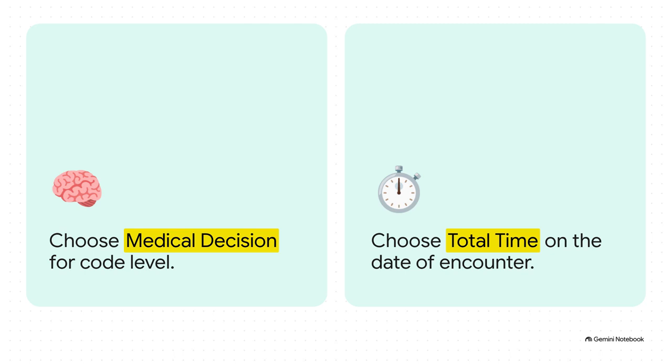The recent AMA guideline updates completely tossed out the old method of counting up history and physical exam bullet points. Now, you just evaluate the documentation in front of you. Say the provider spent a massive amount of time counseling the patient or reviewing extensive past records on the day of the encounter. Well, then time might be your best bet.